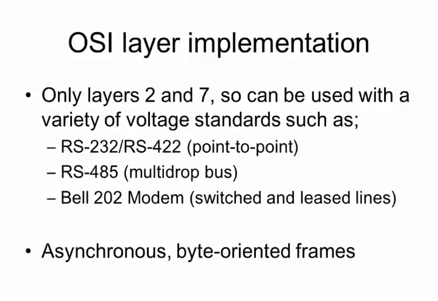Now OSI-wise, Modbus serial only uses layers 2 and 7. Layer 2 is just above the physical, the data link layer, and 7 is the application layer. That's all that the serial Modbus protocol uses. So from a physical perspective, you can run it over just about anything you like as long as it manages the communication handling. So you see it over 232, 422, 485, modems, all sorts of things.